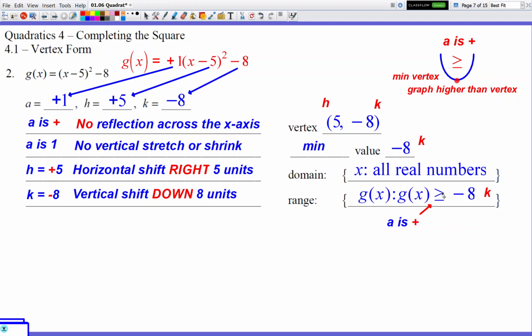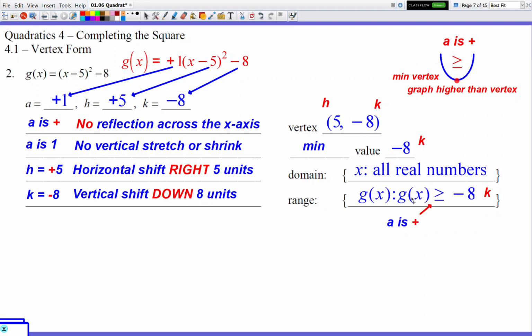Okay, so how do I know this is going to be greater than or equal to? Well, because your a is positive. And a positive a means it's going to connect to greater than or equal to, and it's basically the entire graph. So notice how I translate g of x: the graph is higher than -8. If you look at the graph, this graph is in blue. So look up here on this picture. The graph is blue, and my graph is higher, symbolized by this greater than symbol. My graph is higher than -8. So you see how this range connects to this picture over here.